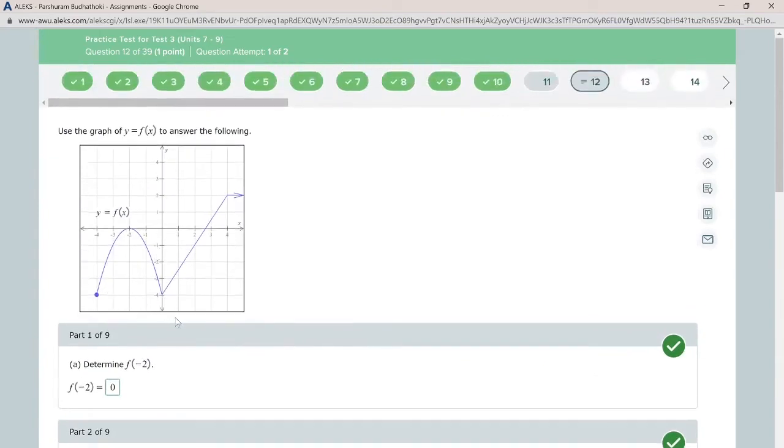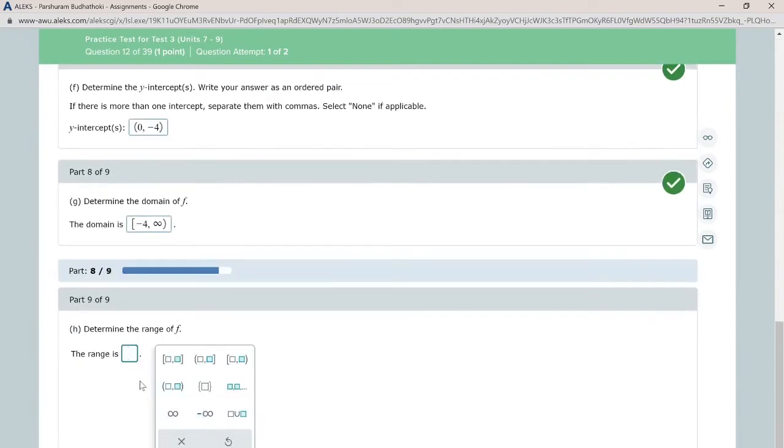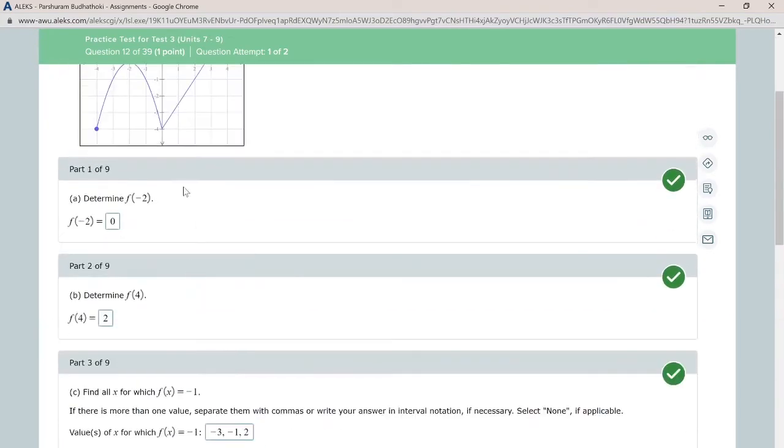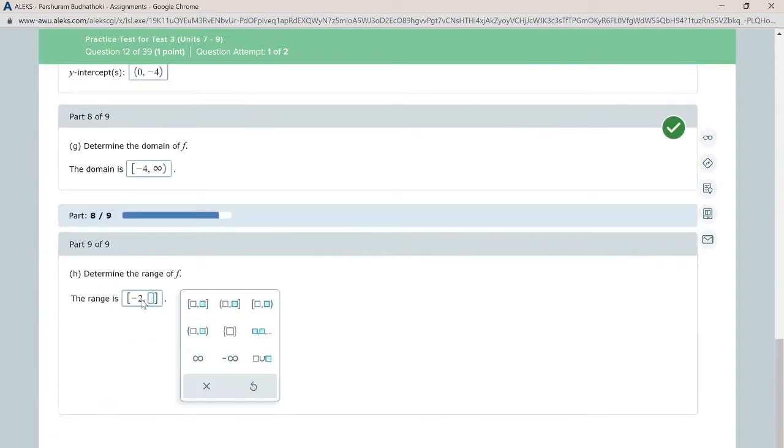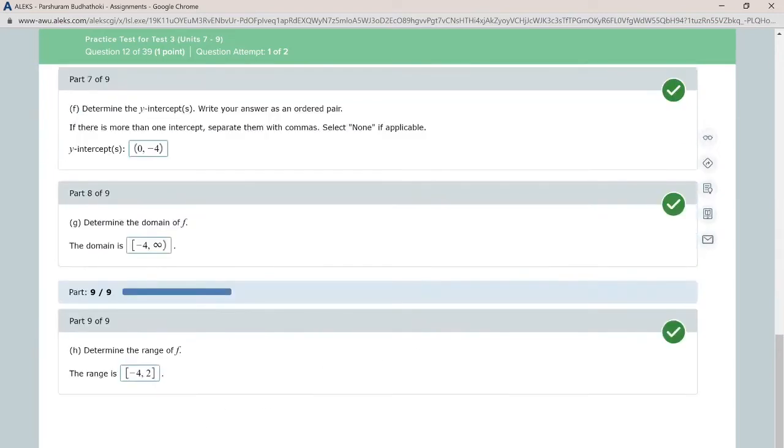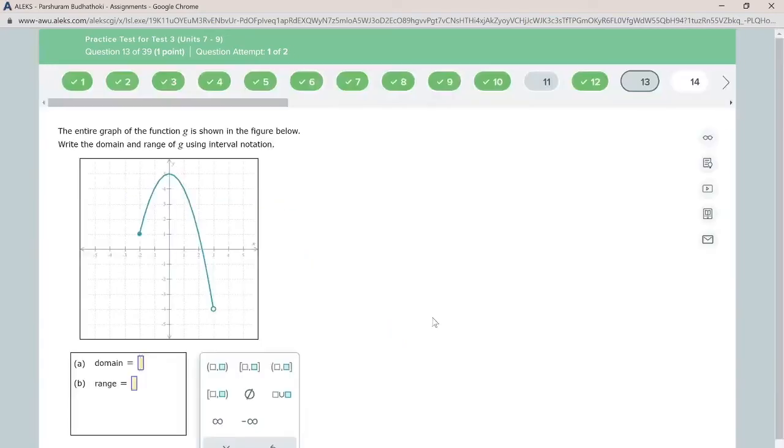The range means the values of this curve on the y-axis. So when you go from bottom to top, where does this graph start? It starts at -4, and then you keep going up, and here you can see that this graph just goes like this, so nothing goes up. So this graph stops here at +2. So the range is starting from -4, it goes up to +2. Okay, that's long question number 12.